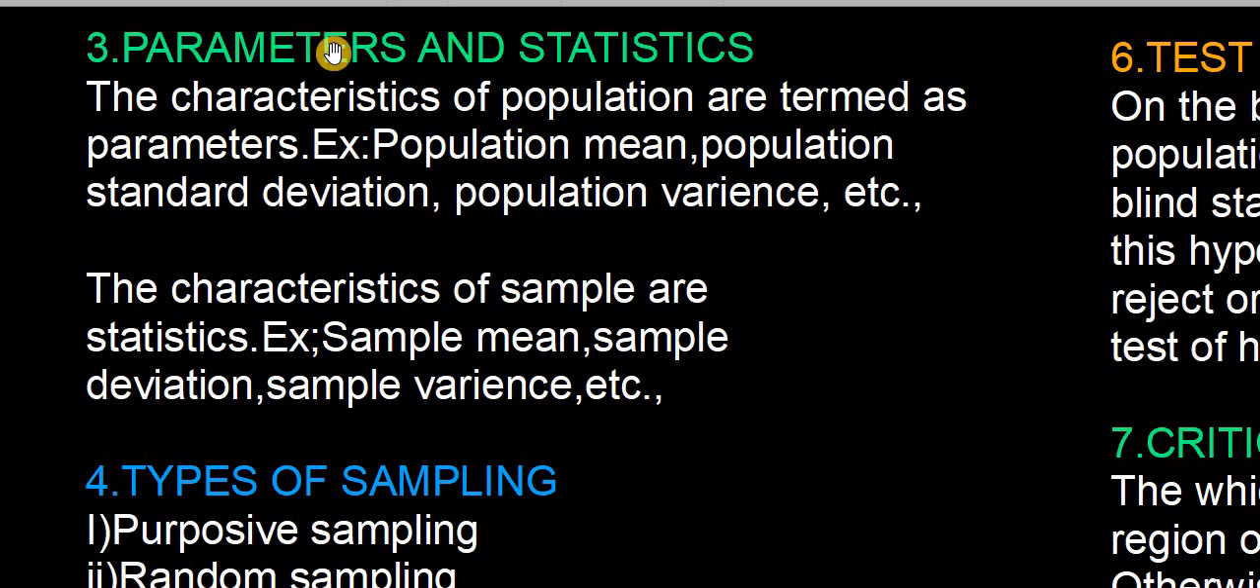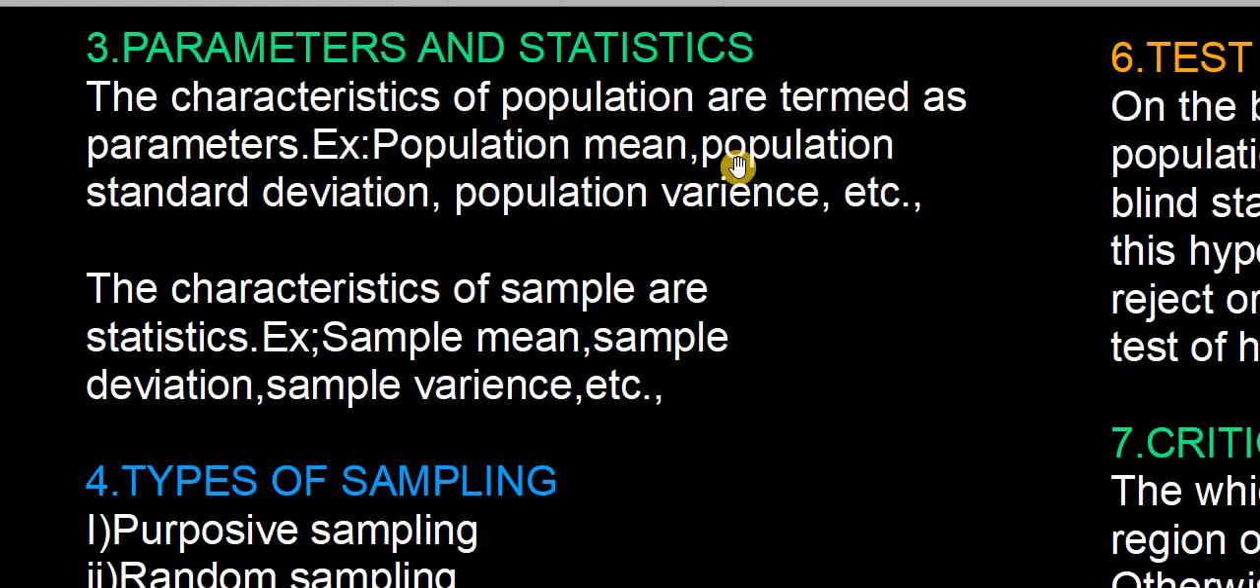Now coming to the parameters and statistics. What is called parameters and statistics? Okay, parameters are nothing but the characteristics of a population. Characteristics of a population, we call it as parameters. Take for example, we are taking a population and we are finding out the mean of that population. Then the population mean is one parameter.